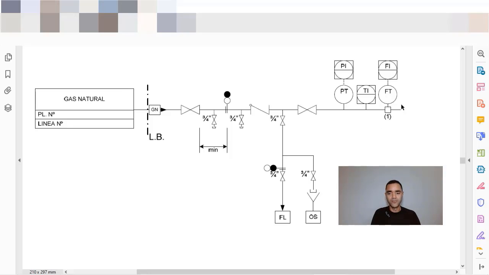Because for the same orifice plate, if I change the pressure and I change the temperature, although the mass flow of fluid is the same, the volumetric measurement will be different. That's why we usually have the flow measurements set at a specific pressure and a specific condition.